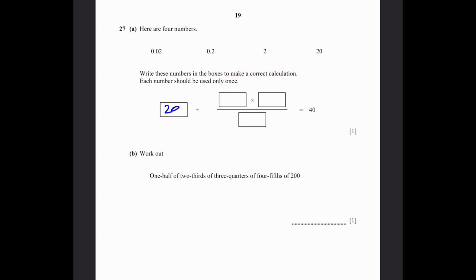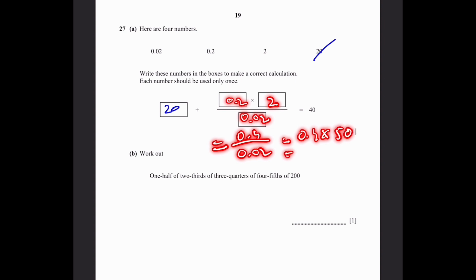So we've already used 20. Now we need these three numbers: 0.02, 0.2, and 2. So if we multiply these two, it will be too small and won't be 20. If we multiply these two and divide by this, we divide by 0.02, and 0.2 times 2 is 0.4, divided by 0.02. That's equal to 0.4 times 50, which is equal to 20. This is actually 20.